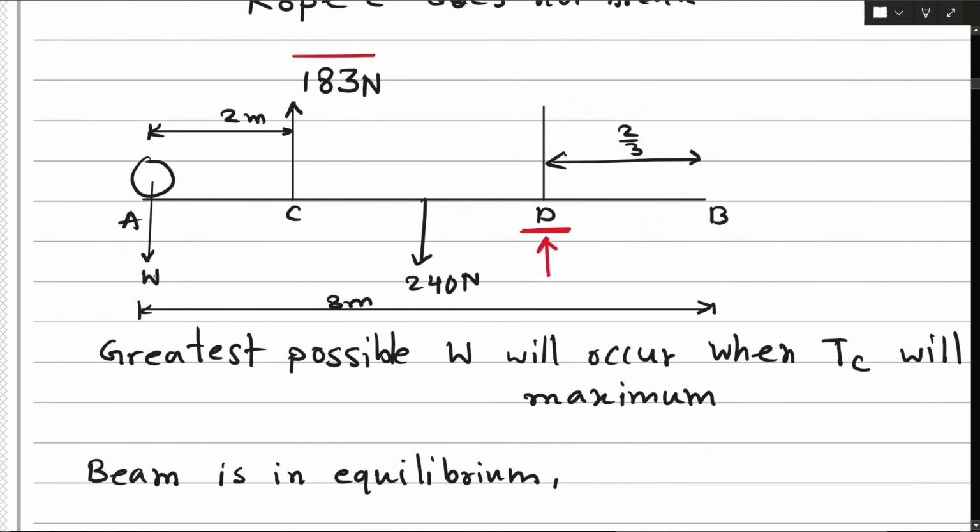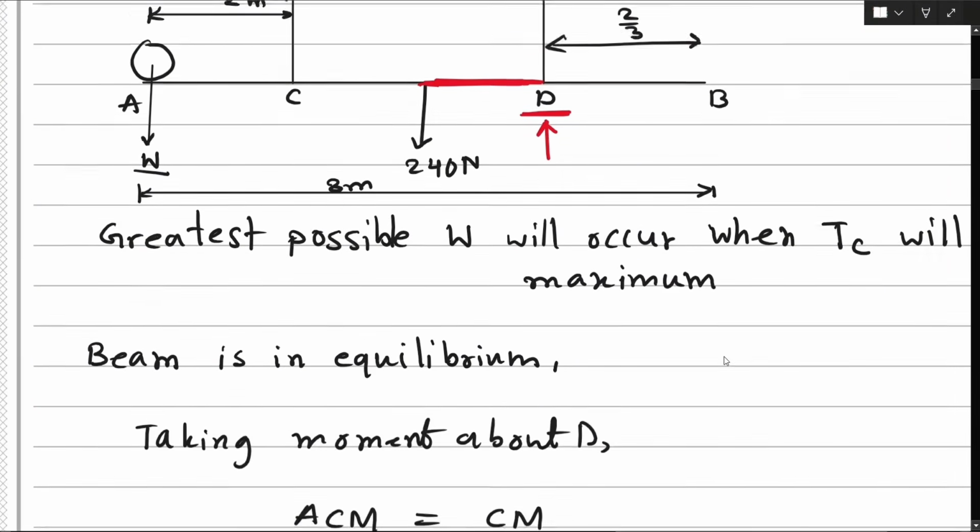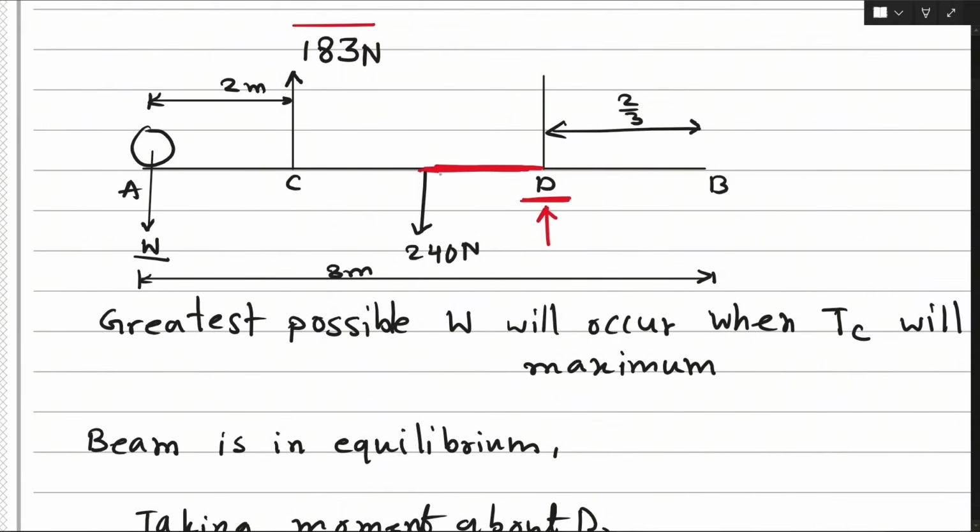For the distances, we already have the forces. The forces are W and 240 newton. In order to find the perpendicular distances from the pivot, we see that for W, the distance from the pivot is AD. We can calculate it later on. But for the package, the distance required in the moment calculation is this distance. As the pivot is D now, we have to consider this distance as the distance from the pivot. So this distance is equal to 4 meters minus 2 by 3.